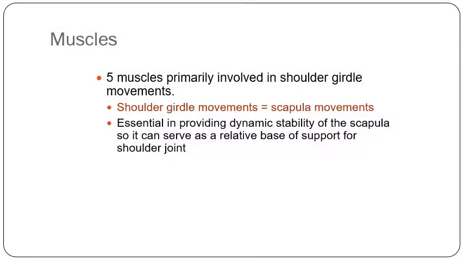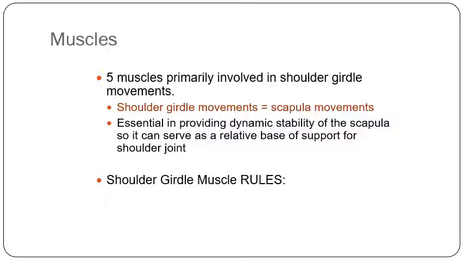So when we look at the muscles of the shoulder girdle, the big focus in this class, your learning objectives, are essentially knowing all the bones, bony landmarks, origins, insertions, and actions of the various muscles. There are 5 muscles primarily involved in shoulder girdle movements. Again, shoulder girdle movements equal scapular movements. They're essential in providing dynamic stability of the scapula, so it can serve as the base of support.